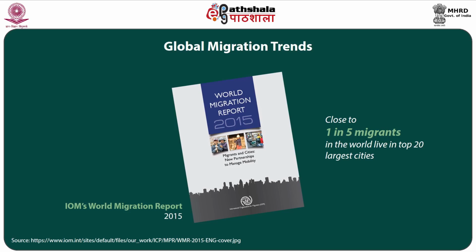Close to 1 in 5 migrants in the world live in the top 20 largest cities, according to the IOM's World Migration Report of 2015. International migrants make up over a third of the total population in cities such as Sydney, Auckland, Singapore and London. At least 1 in 4 residents in cities like Amsterdam, Frankfurt and Paris is foreign born.